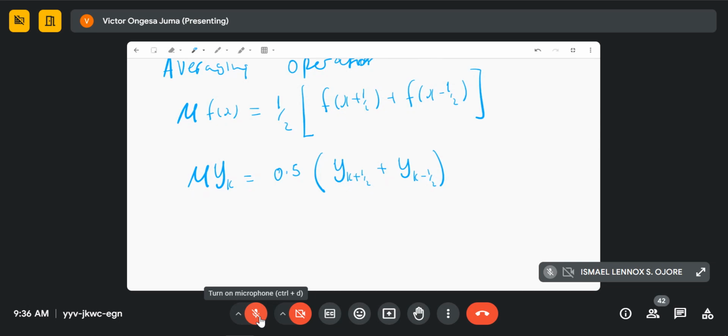So it means you can also define these values, like if you want a mu squared of yk, then you are finding the mu of the mu, finding the average of the average. So in the next class, I'll just briefly look at some. No, I want you to go and write this down. Relationships between the difference operators.